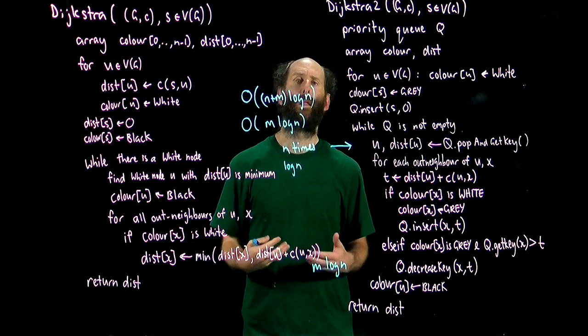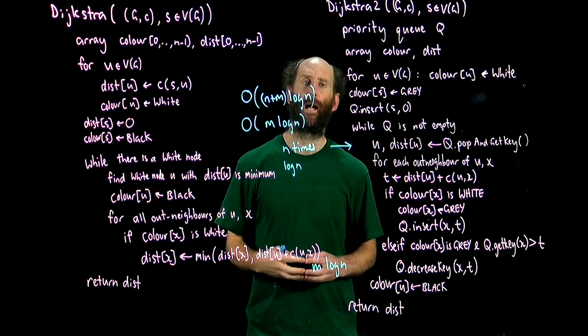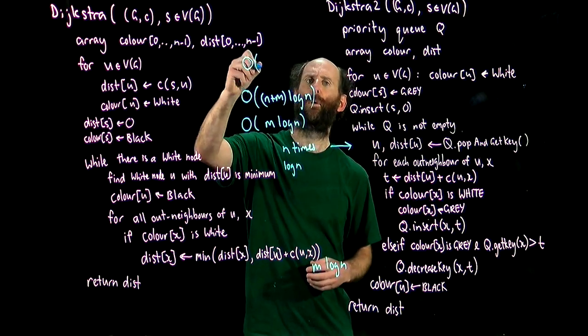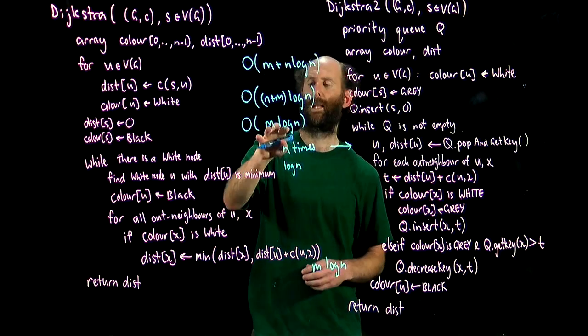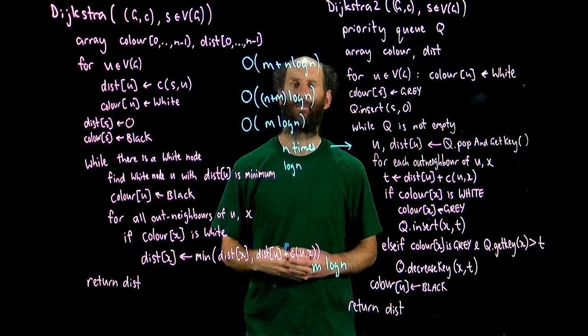It turns out that the best complexity bound for Dijkstra comes from using a Fibonacci heap, where you can get a bound of big O m plus n log n, which is clearly better than m log n for anything more than a very sparse graph.